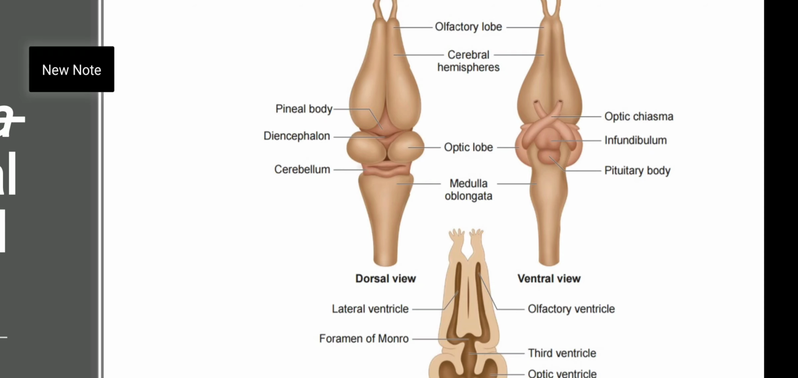The midbrain includes two large oval optic lobes and has cavities called optic ventricles. The hindbrain consists of cerebellum and medulla oblongata. Cerebellum is a narrow, thin transverse band followed by the medulla oblongata. The medulla oblongata passes out through foramen magnum and continues as spinal cord.